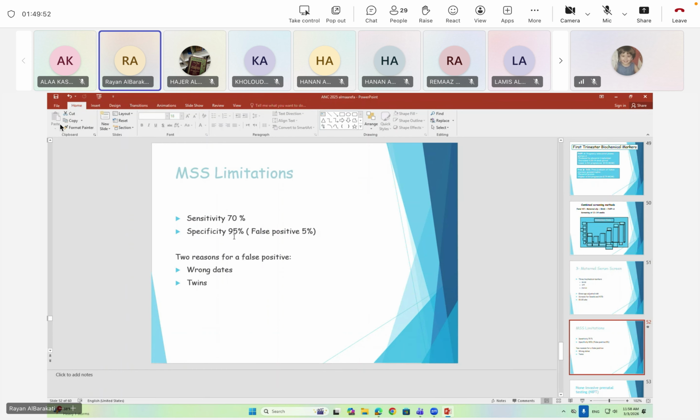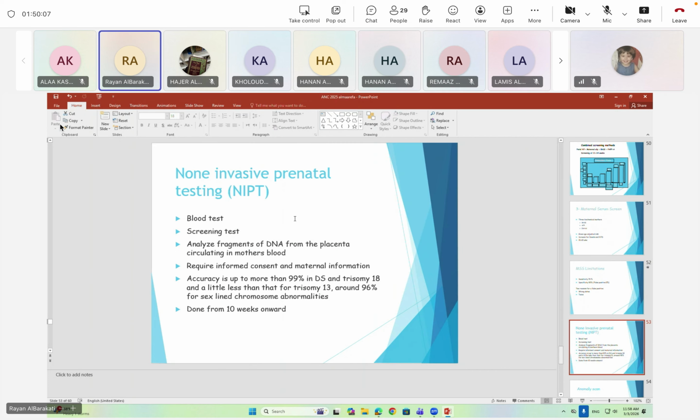Specificity is 95%, with a false positive of only 5%. There are two reasons for a false positive: either the dates are wrong and the gestational age is wrong, so we are not doing the right timing, or there are twins. It can lead to a false test.